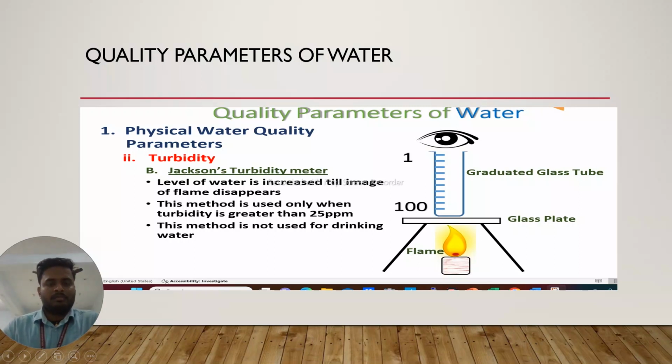ppm means parts per million. This method is used when the turbidity is greater than 25 ppm, so at that time we have to use the Jackson turbidity meter. This is the glass plate, this is the glass tube, and a person is watching as the level of water increases till the image of the flame disappears. This method is not used for drinking water because the turbidity is greater than 25 ppm.